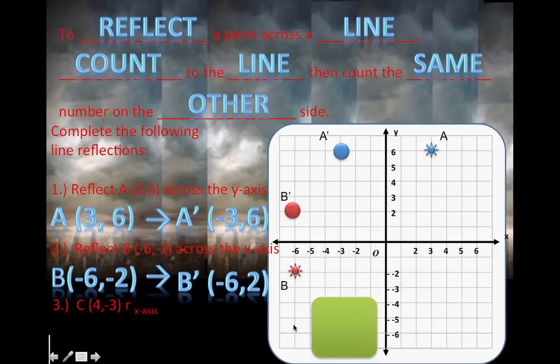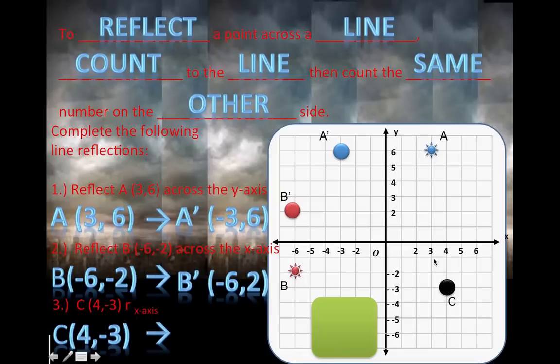The final example that I want to do is C, 4, -3, and you'll notice that the notation down here is just a little bit different. It has a lowercase r, and then it says x-axis. You're probably thinking that that means reflection across the x-axis, and you would be 100% right. We're going to take the point 4, -3. So we're going +4, -3. We're going to label that point C, and we're going to reflect it across the x-axis.